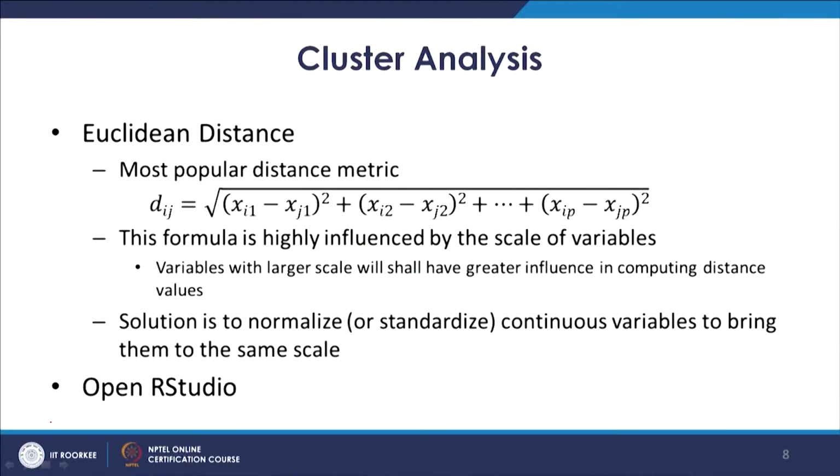So, one solution is to normalize or standardize all continuous variables. When we talk about standardizing, essentially it is computing the Z score, which is nothing but subtracting the mean value from the actual value and dividing by the standard deviation. In that fashion we can bring all the numerical variables into a similar kind of scale. We did a small exercise in R Studio for this as well.